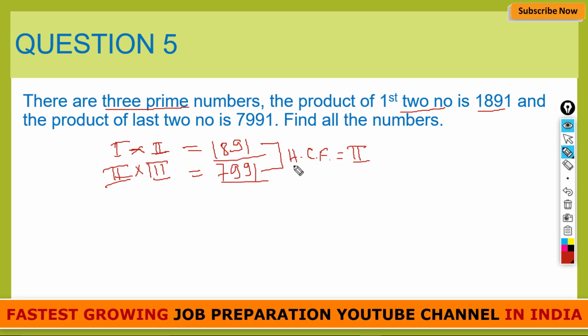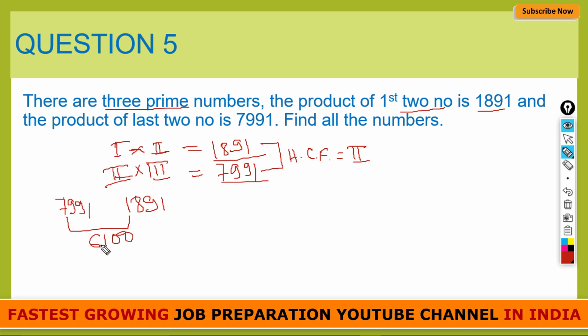So as we know, the second number is our HCF, so we can find the difference of these 2 numbers and we will get the HCF of the 2 numbers, as I told you before. So the difference is coming 6100. 6100 is not a prime number, so we have to find the multiples, because as per the question, the second number is also a prime number.